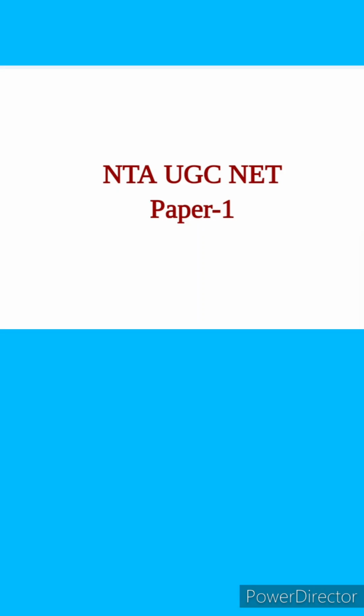Namaste. Today we can see the detailed syllabus of NTA UGC NET Exam Paper 1, that is General Paper on Teaching and Research Aptitude. 10 units are there and each unit carries 5 2-mark questions, which means a total of 100 marks with 50 questions and no negative marking at all.